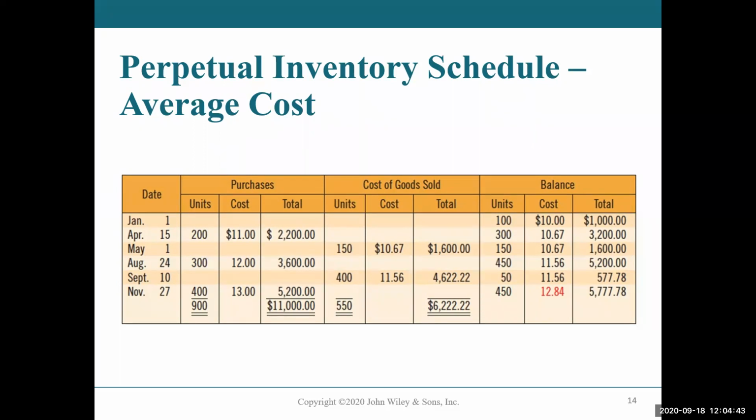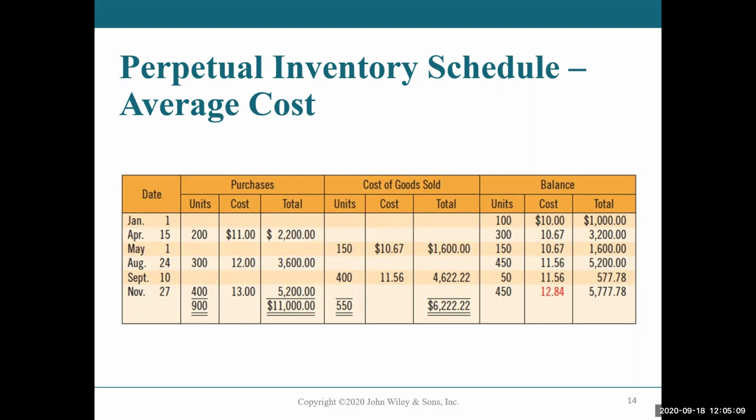And if you see, your average cost is going up because the per unit cost every time you purchase is also increasing. And we apply the same cost of $11.56 on September the 10th when we are selling the goods. So once again, make sure that your total of purchases plus the beginning inventory minus cost of goods sold is really what your ending inventory is.